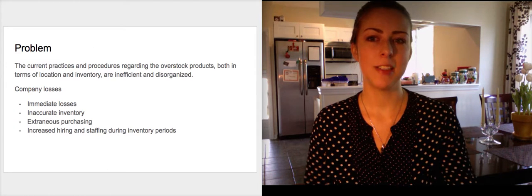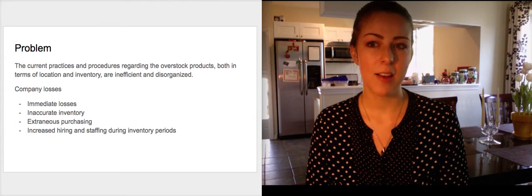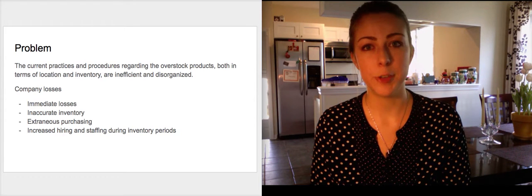Hello, my name is Brittany Adams, and I will be presenting on the QR scanner and interface for product location and inventory. Since I am not required to actually create a senior project for my major, I chose to tackle a problem that I am faced with at my current job.